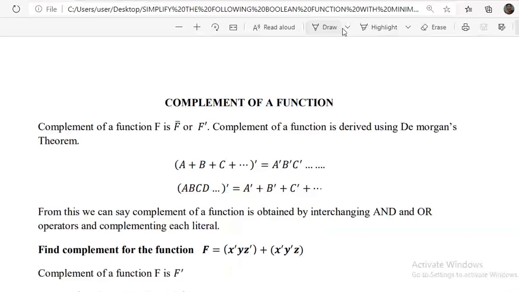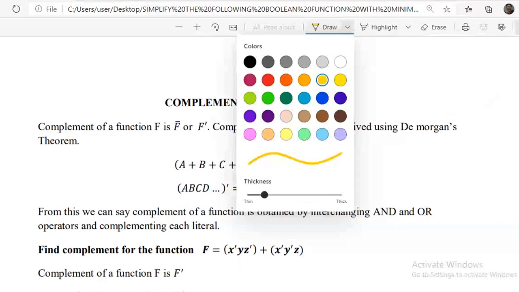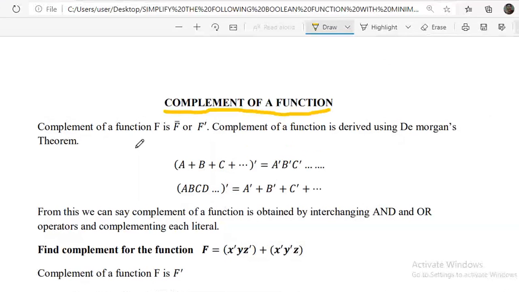Take complements for the Boolean function. Okay, so we are going to take complements for the Boolean function. For that, you have to assume a function. Since we are saying it as a function, I am assuming the variable for the function to be f.